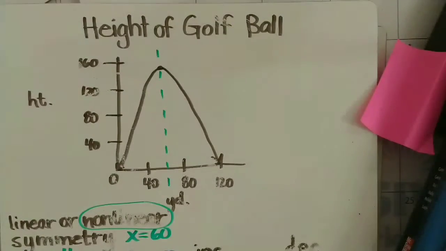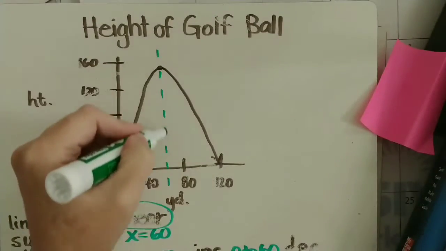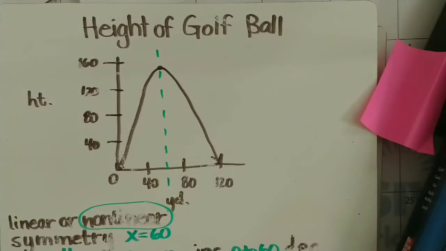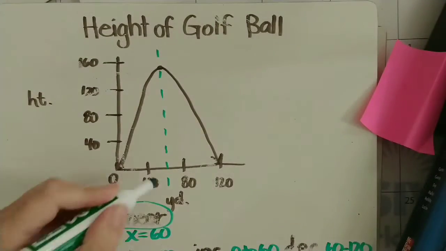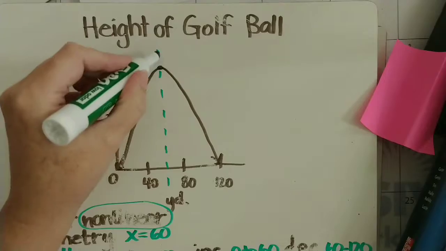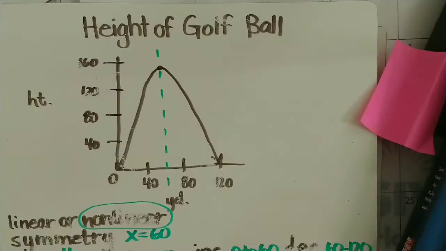Increasing, from where to where is it increasing? 0 to this area right in here, 60. And decreasing would be this area right here. Use your x values to represent it. So 60 to 120. Is there any extrema? Do we have a peak or a valley? We do. Remember to use your x values to describe it, and it happens at 60.